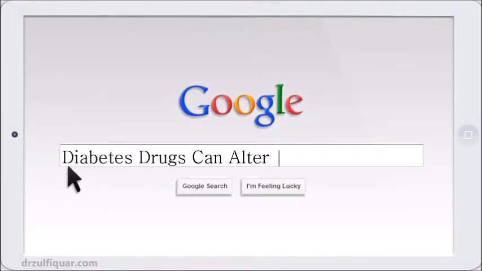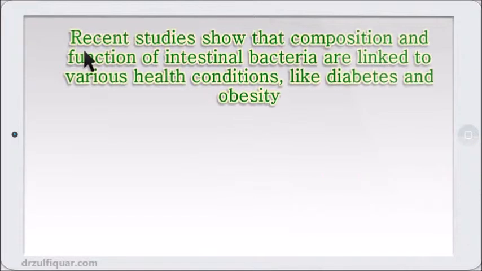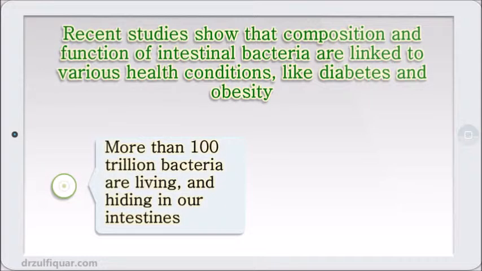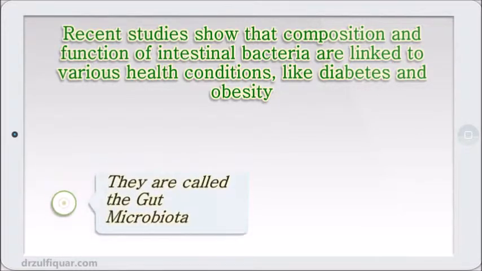Diabetes drugs can alter intestinal bacteria. Recent studies show that composition and function of intestinal bacteria are linked to various health conditions, like diabetes and obesity. More than 100 trillion bacteria are living and hiding in our intestines. They are called the gut microbiota.